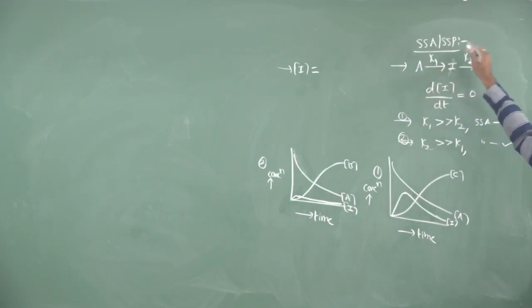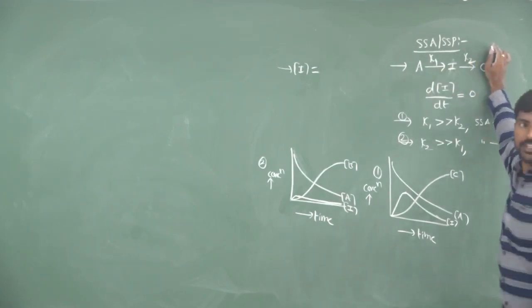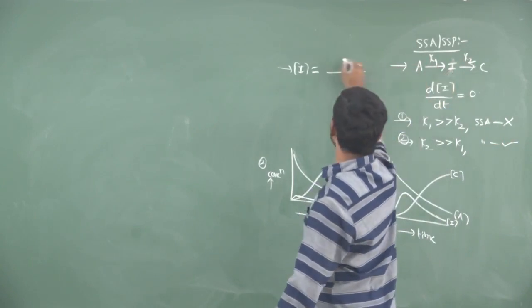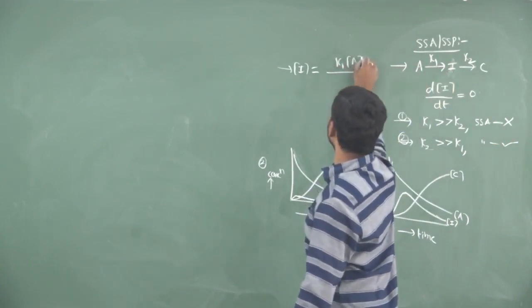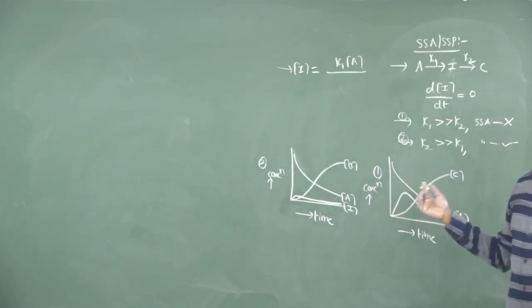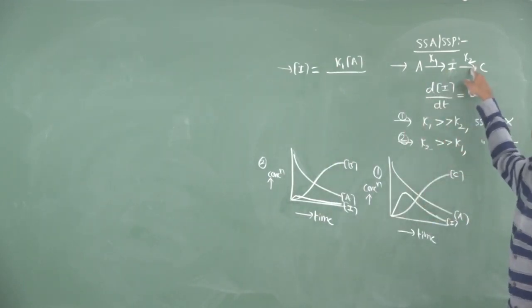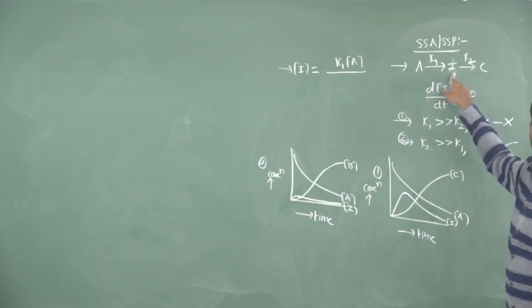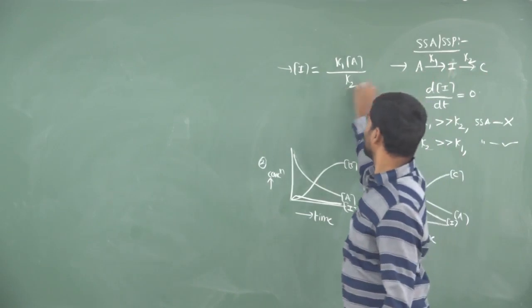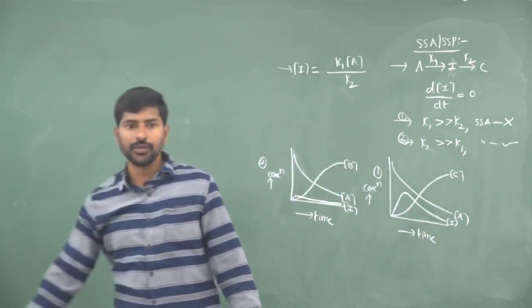In the numerator we have to write where I is forming. What is the rate of formation of I? K1 into concentration of A. In the denominator, what do we have to write? Where I is consuming. In the second step I is consuming. Other than I we have to write. That is K2 only. So like this we can write the concentration of intermediate.